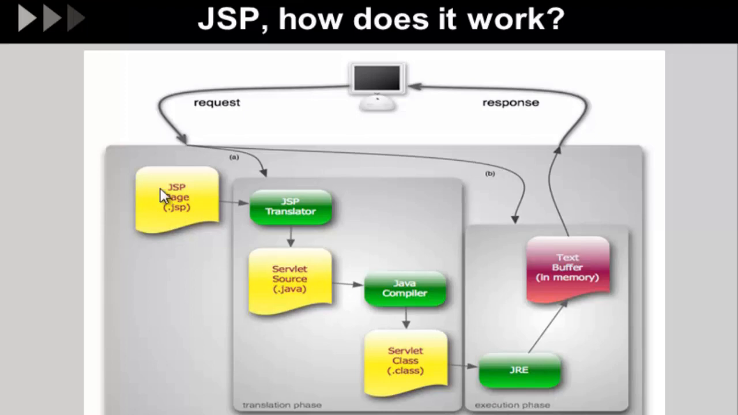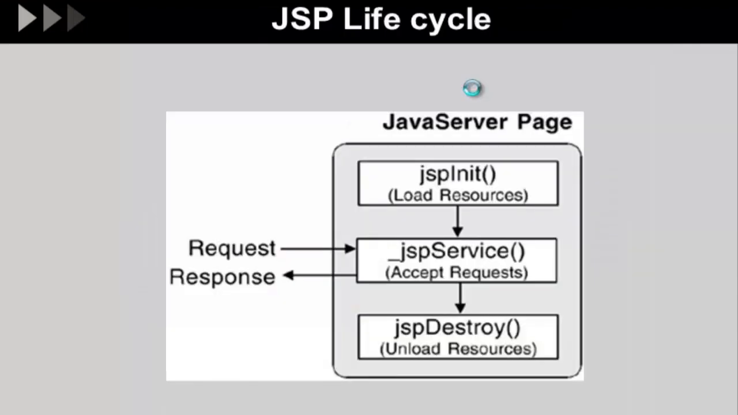If you make a change to the page, if you modify the page, the same thing will repeat again. Unless you modify the page, if the class file is there and nothing has been changed, then the same class file is run and you get the output. Now what about the life cycle of JSP? JSP follows the same life cycle as that of the servlet. Why does it have to follow the same life cycle as a servlet?